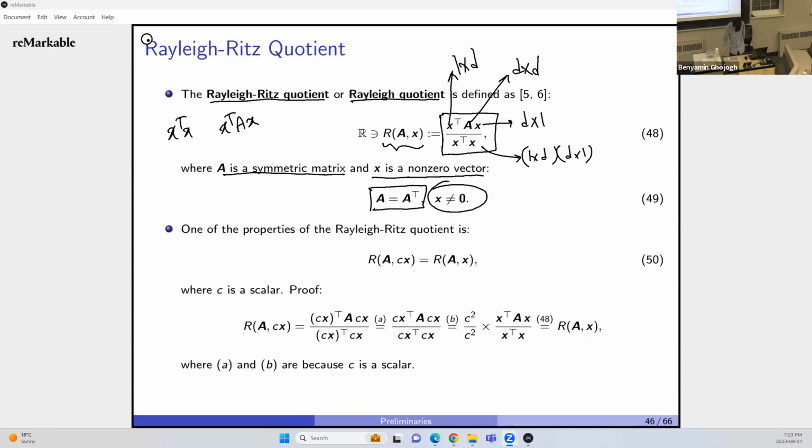X is non-zero. One of the properties of the Rayleigh-Ritz quotient is this: no matter what scalar you multiply X by, you will get the same thing. So multiplication of X by a scalar doesn't have any impact. Let's see the proof. C is a scalar. Let's put Cx in the Rayleigh-Ritz quotient. We'll have Cx transpose A Cx over Cx transpose Cx.